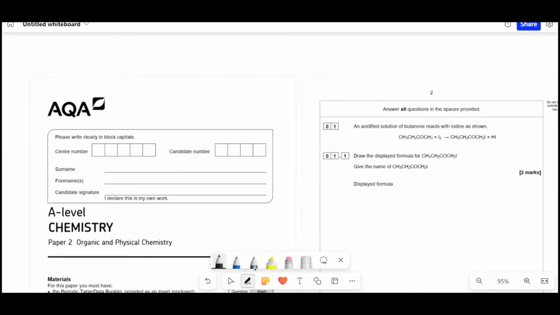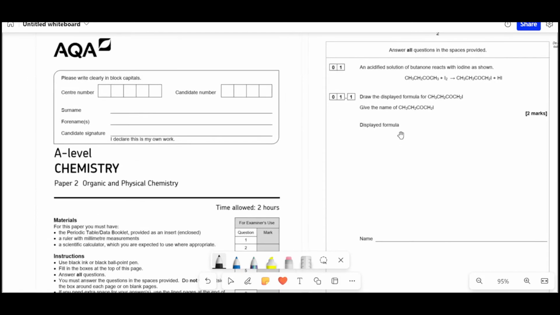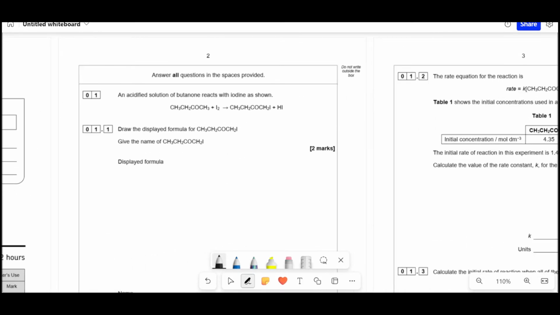Hello, welcome back to another episode of the A-Level Cookbook. Today we're going to be going through AQA A-Level Chemistry Paper 2 from June 2022. So if we look at the first question: an acidified solution of butanone reacts with iodine as shown below. Draw the displayed formula for CH3CH2COCH2I and give the name of this compound.